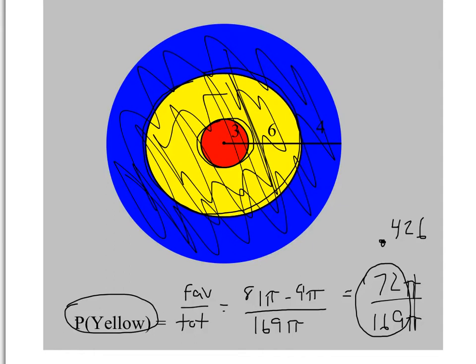If you randomly threw a dart and you knew it was going to at least land inside these confines, you have a 42% chance of getting in the yellow. So that's what we're calculating here. Favorable over total, look at how I did that, and let's move on.